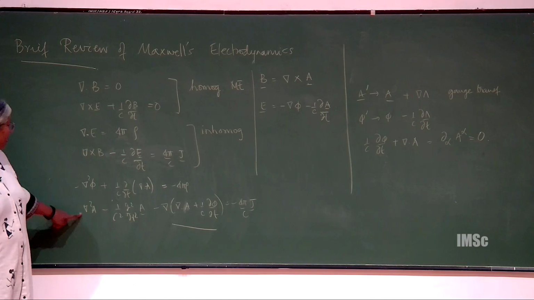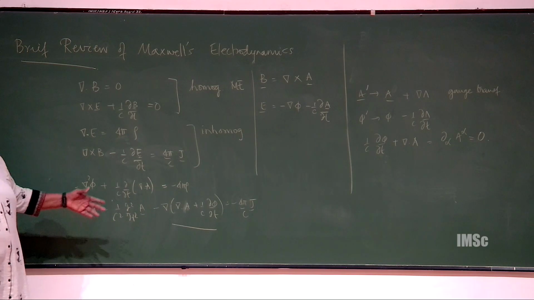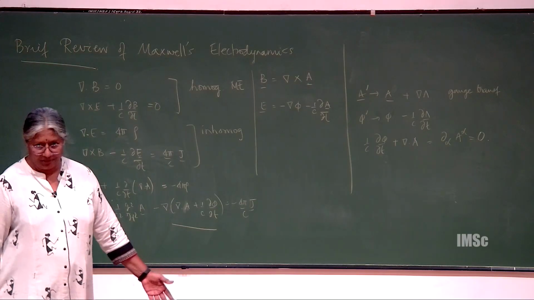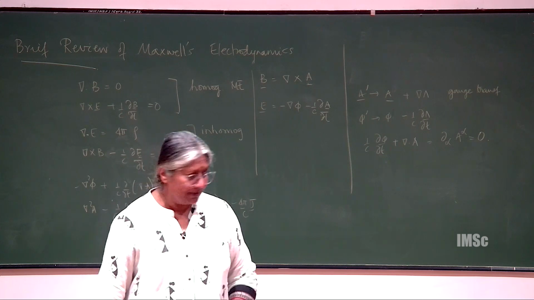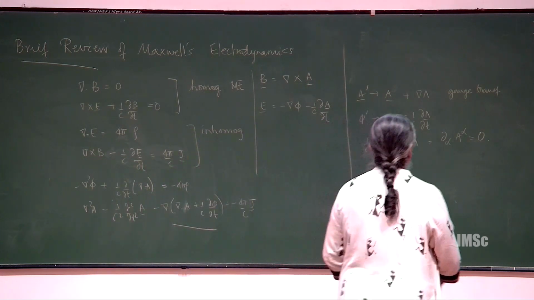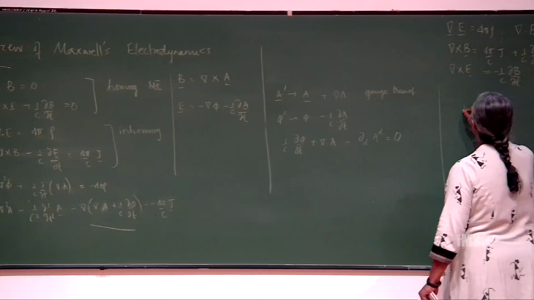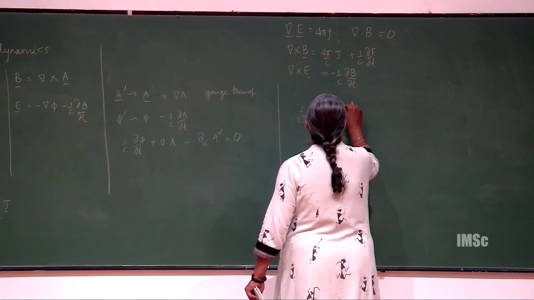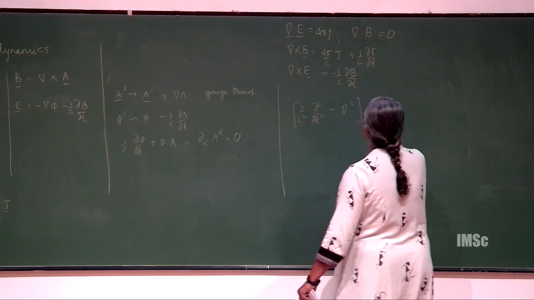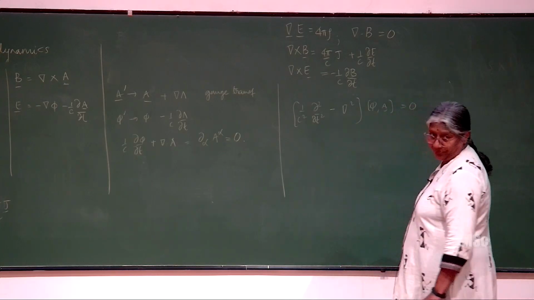Can you see that? So you have 1 by c squared d squared by dt squared minus del squared of either A or phi equal to 0. And I hope you all know that these are wave equations, right? Let me write it down once more. If you substitute, both the equations will come to be 1 by c squared d squared by dt squared minus del squared of either phi or A, doesn't matter, equal to 0.